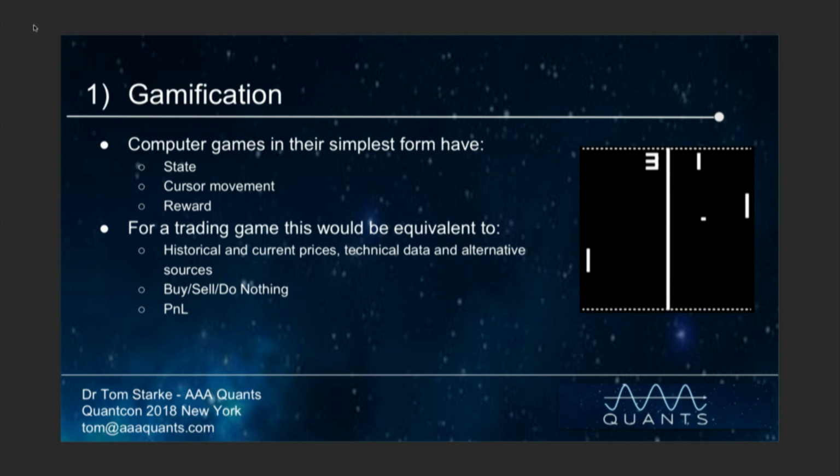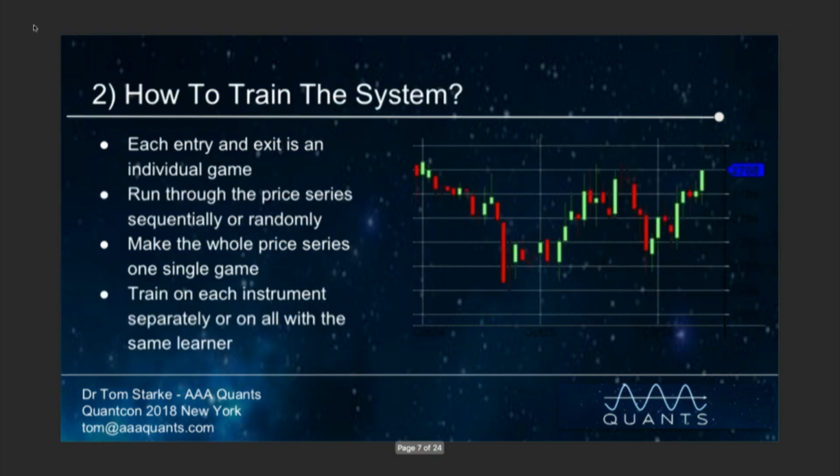So in a sense, we look at the historical and current prices and technical data as inputs, and we have really just three actions that we can take: entry, exit, or buy or sell, or do nothing, and we end up with a P&L. So how do we train the system? And so I said before, we look at each trade as an individual game. We run through the price series in different ways.